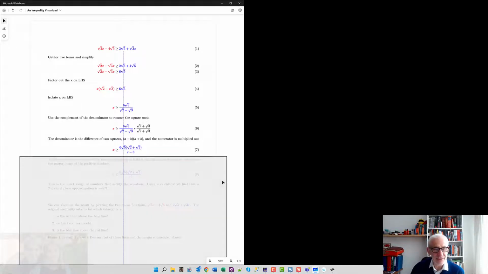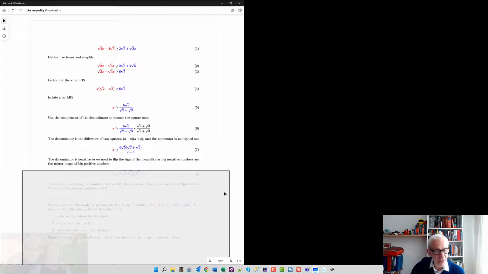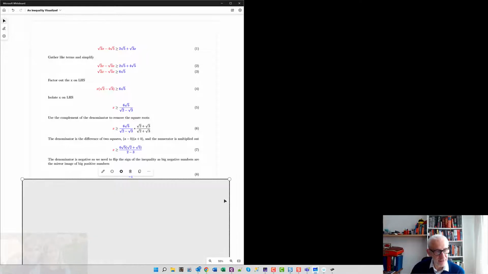So the next thing we need to look at then is how do we finish off? Well, now the denominator, you should be able to see, is going to be a negative number, 2 minus 3. So the denominator is negative. It's 2 minus 3, which is going to give us minus 1.